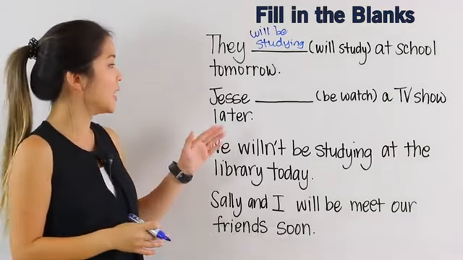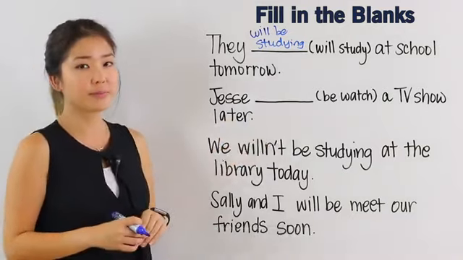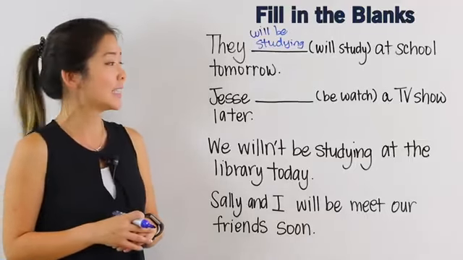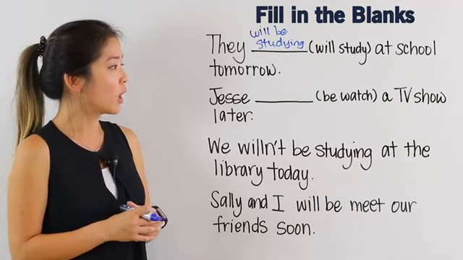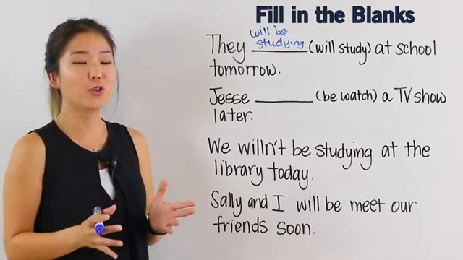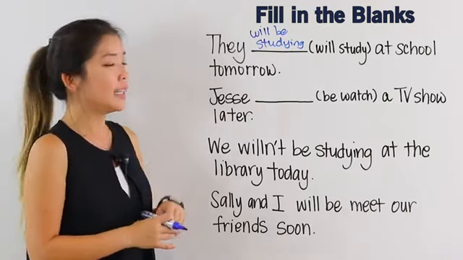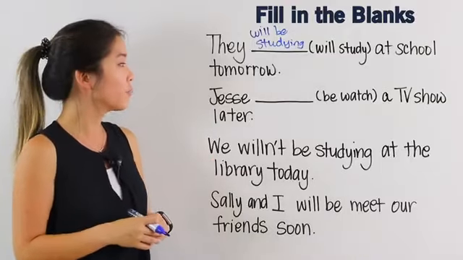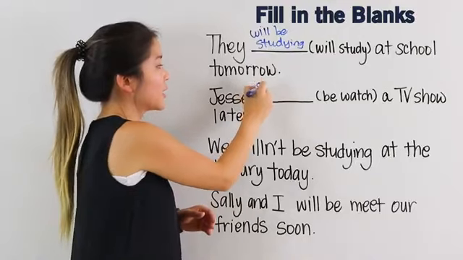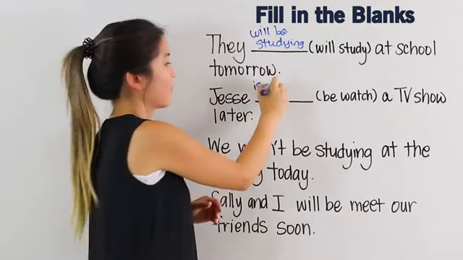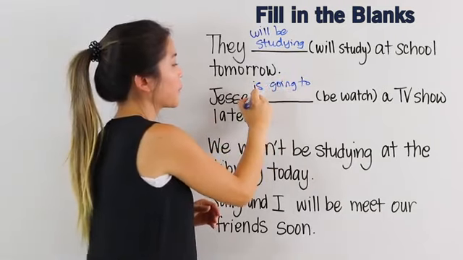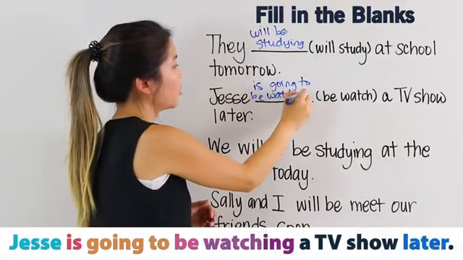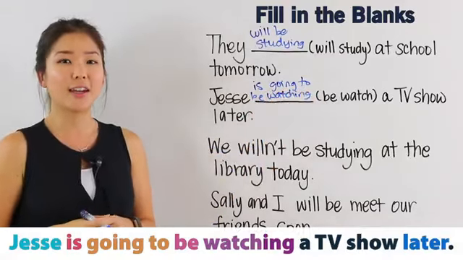The next sentence says Jessie blank a TV show later. Here, instead of will, try to use be going to be. Jessie blank watch a TV show later. I want you to use the verb watch. So, Jessie is a he, or it can be a she. Sometimes the name is used for a boy or a girl. Either way, I need to use the be verb is. Jessie is going to be, and then we need verb ing. Jessie is going to be watching a TV show later.